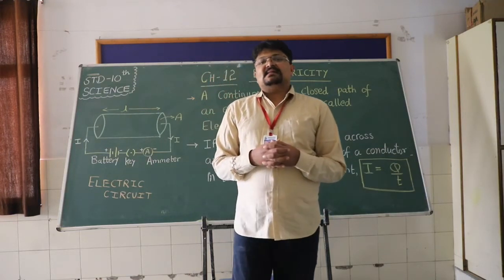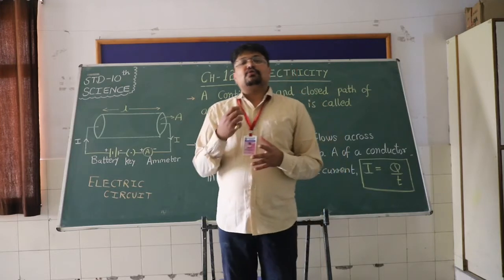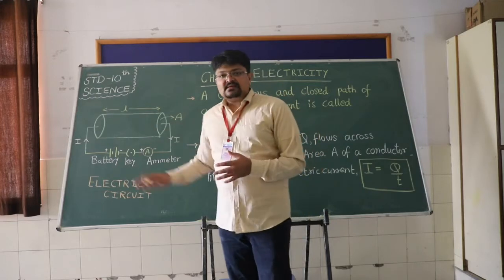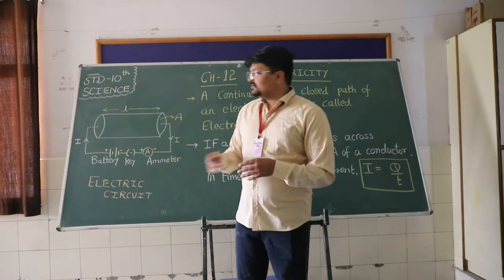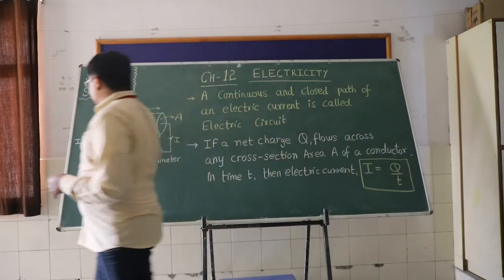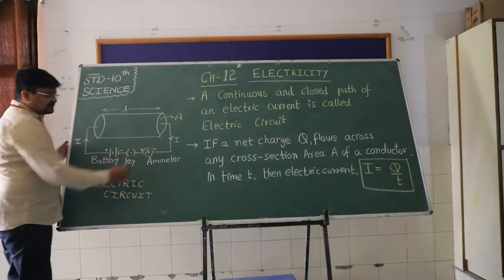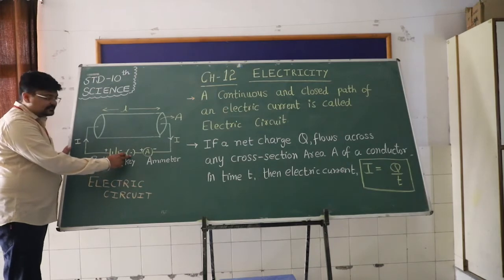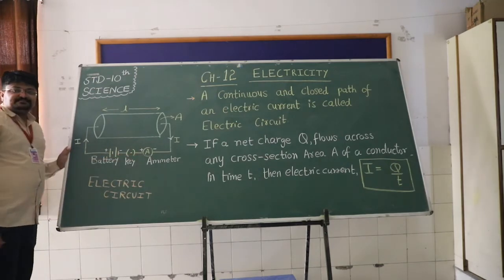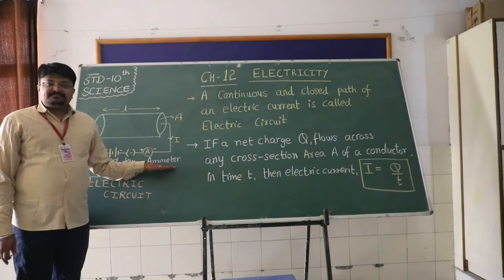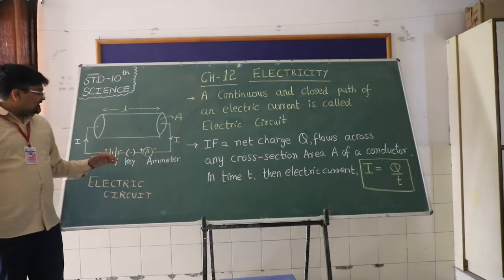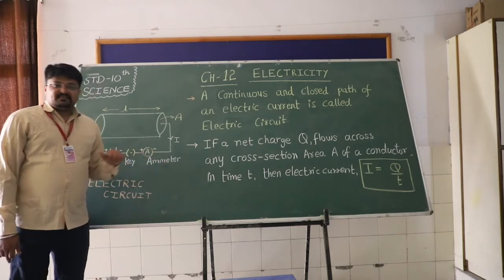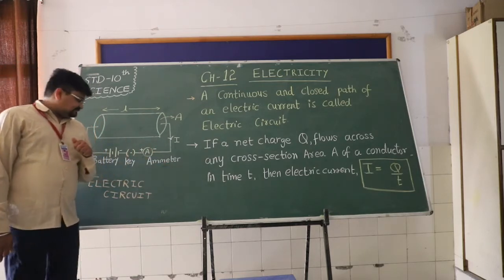Normally we use metals as conductors because they are good conductors of electricity. Here, for example, you can take a copper wire. So a metallic copper wire is taken, and I have connected this wire's two ends with the help of a battery. I have connected a plug key and I have connected an ammeter. Now what is this ammeter? This ammeter is nothing but a device that measures how much electric current is passing through the circuit, which we will discuss further.